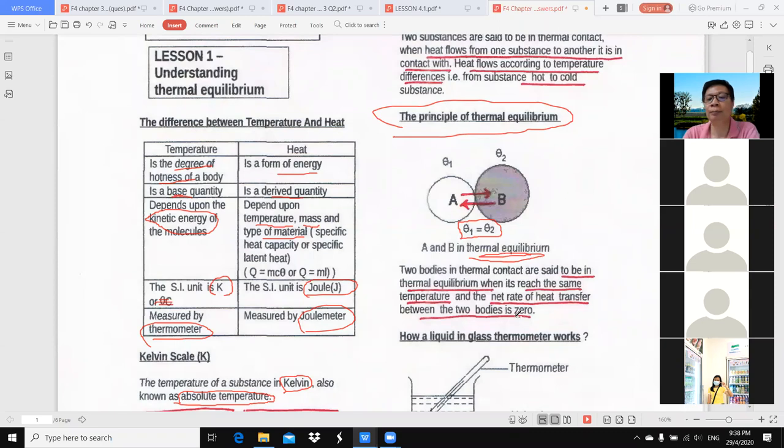So remember, if the question asks you, what are the conditions for thermal equilibrium to be achieved? First, they must achieve the same temperature. Second, the net heat transfer between them must become zero. So remember, one is the same temperature, the other one is the net heat transfer between them must become zero. Okay?